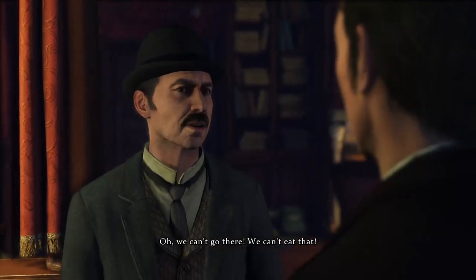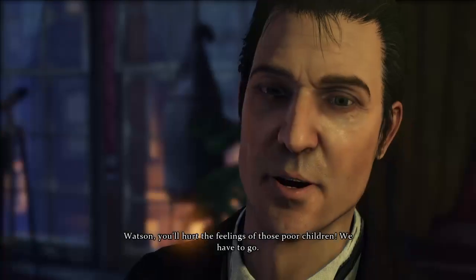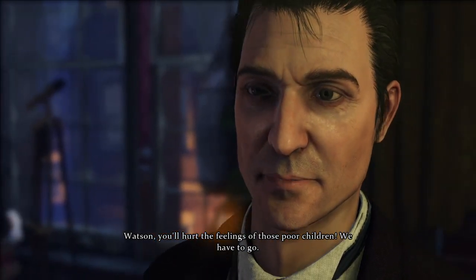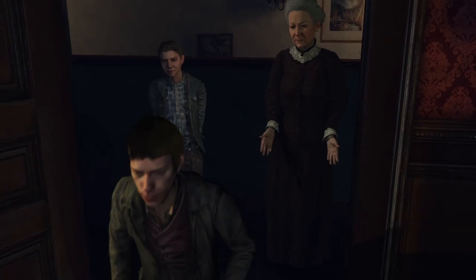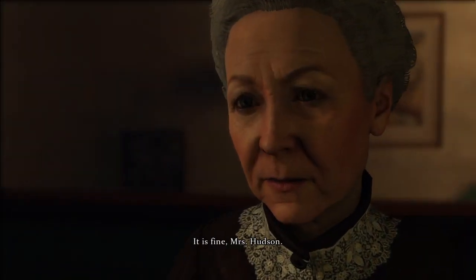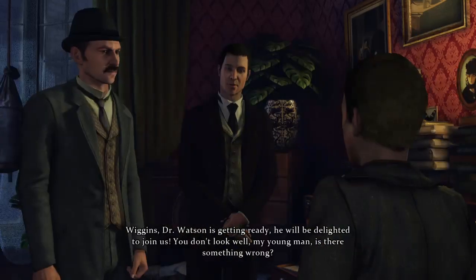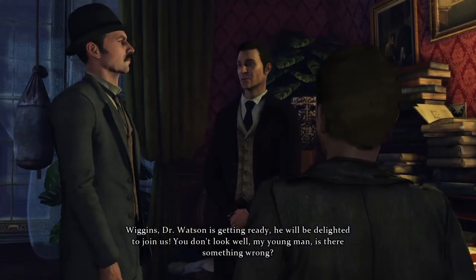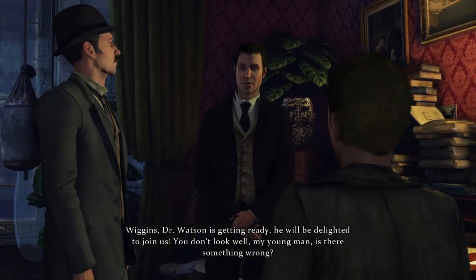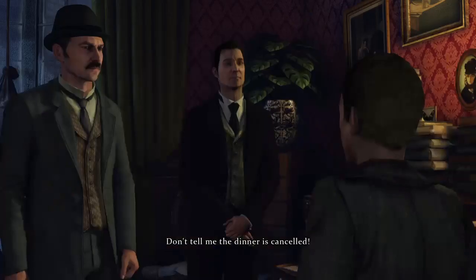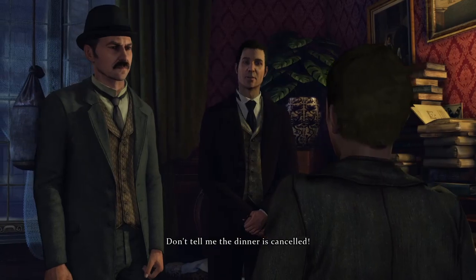Ah, I can hear them on the stairs now. Oh, we can't go there. We can't eat that. Watson, you'll hurt the feelings of those poor children. We have to go. Oh, Mr. Holmes. It is fine, Mrs. Hudson. Mr. Holmes! Wiggins, Dr. Watson is getting ready. He will be delighted to join us. You don't look well, my young man. Is there something wrong? Don't tell me the dinner is cancelled.